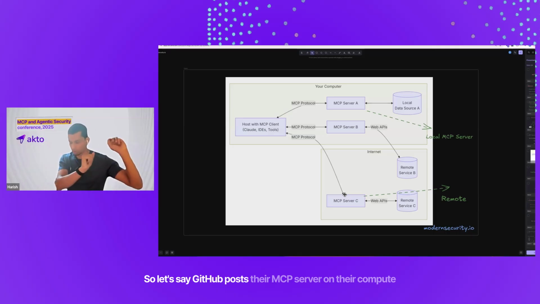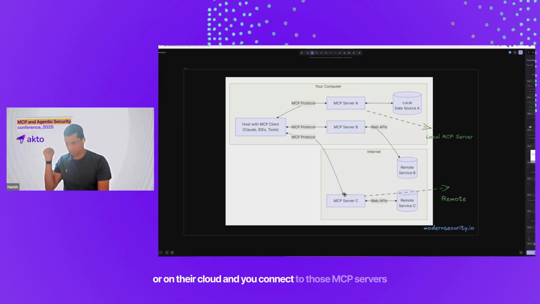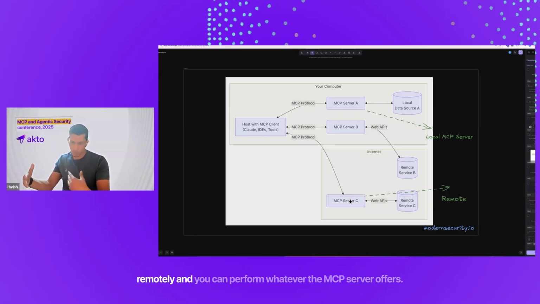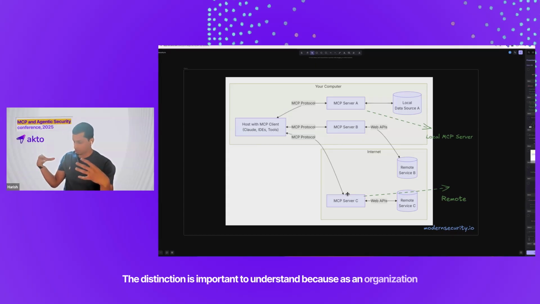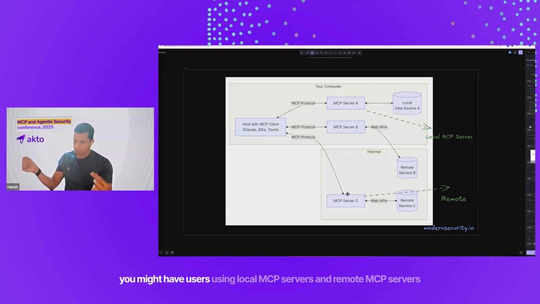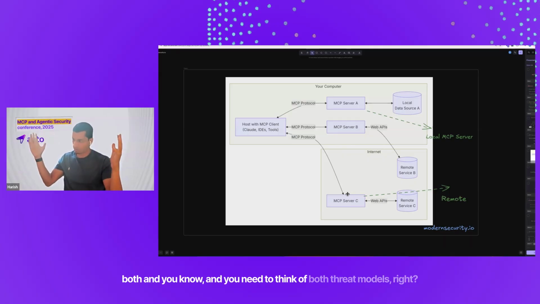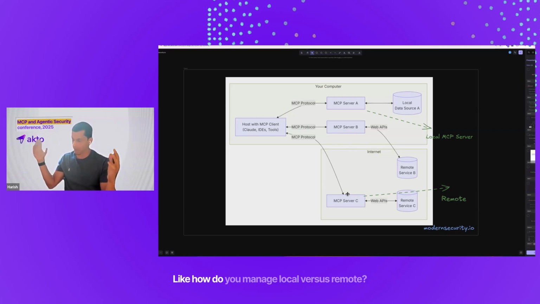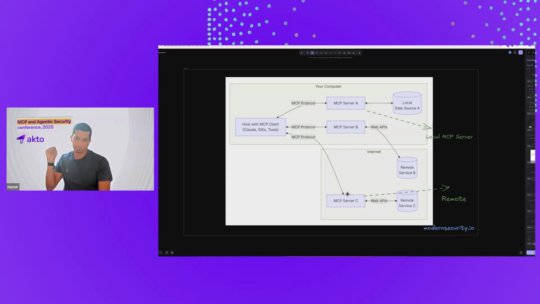So let's say GitHub hosts their MCP server on their compute or on their cloud, and you connect to those MCP servers remotely, and you can perform whatever the MCP server offers. So yeah, the distinction is important to understand because as an organization, you might have users using local MCP servers and remote MCP servers both, and you need to think of both threat models, right? Like how do you manage local versus remote?